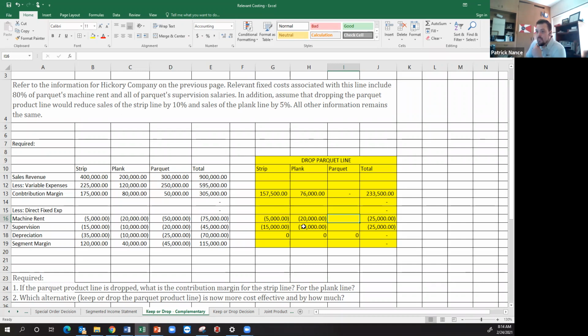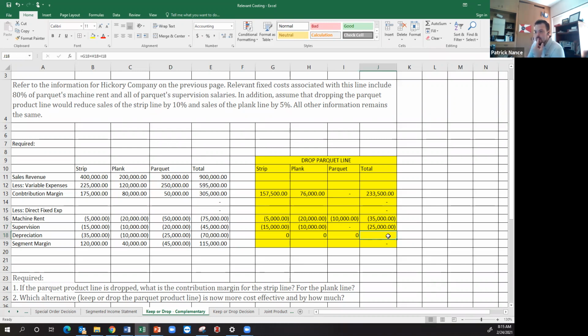So for my machine rent, 80% of the machine rent went away, so I'm going to take the 20% that's still going to be there and add that. So take $50,000 times 0.2, because the 80% is what changed. And then the supervision, it says that all of it goes away. I know 80% of the machine rent went away and all of the supervision would go away. That's why they're the relevant costs. So that one is going to be 0.